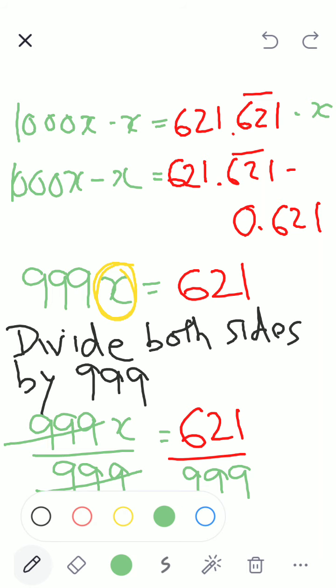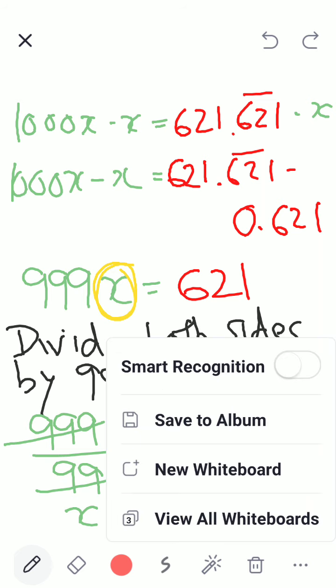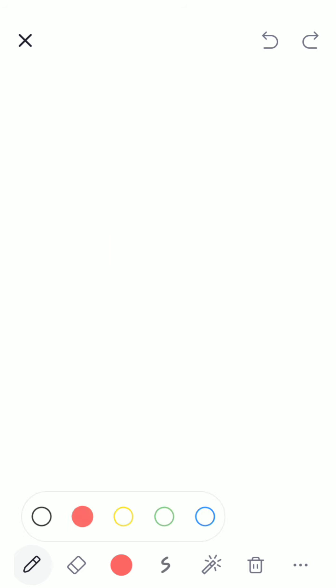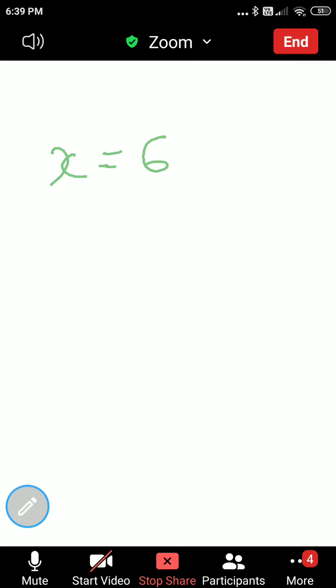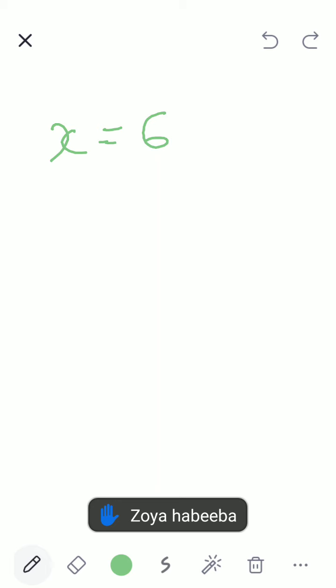Children, please mute. Please mute. Since it is now in fraction form, I will write it in a new whiteboard. Zoya, please mute yourself. Yeah, thank you. Yes, Zoya, your hand is raised.